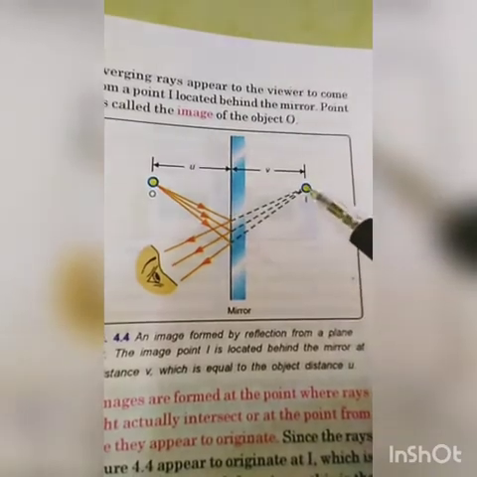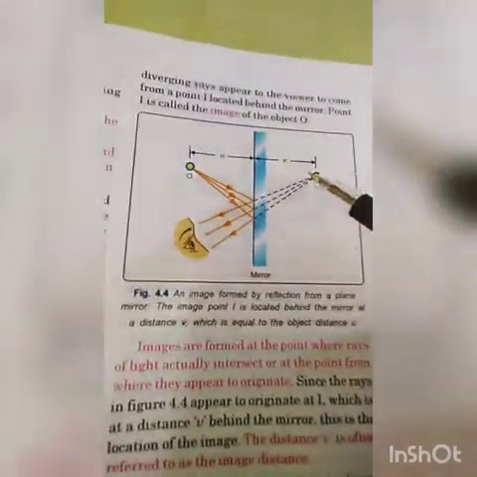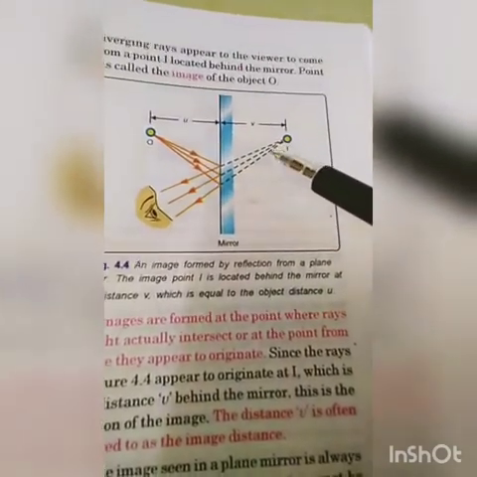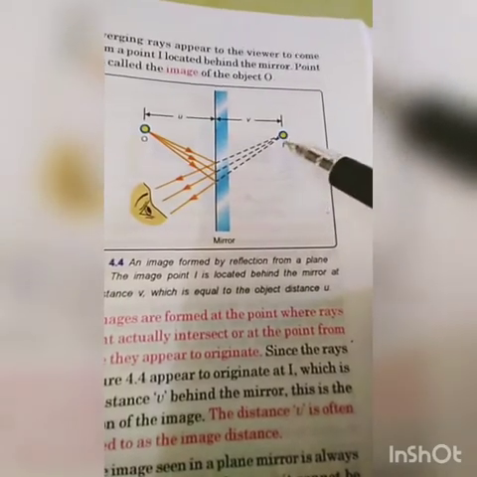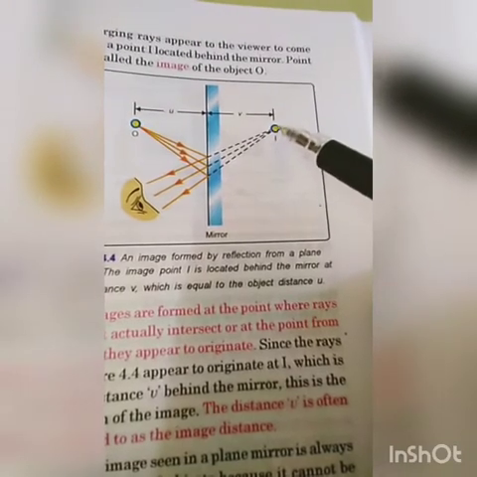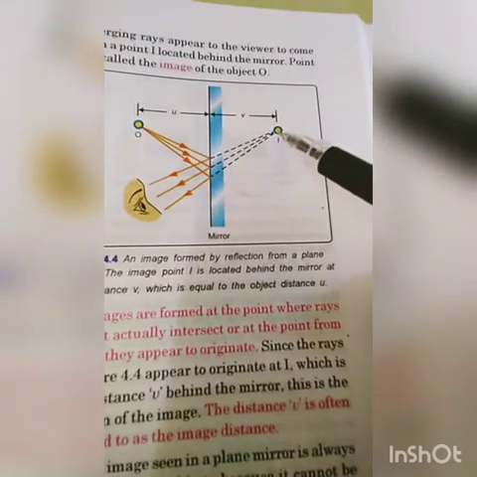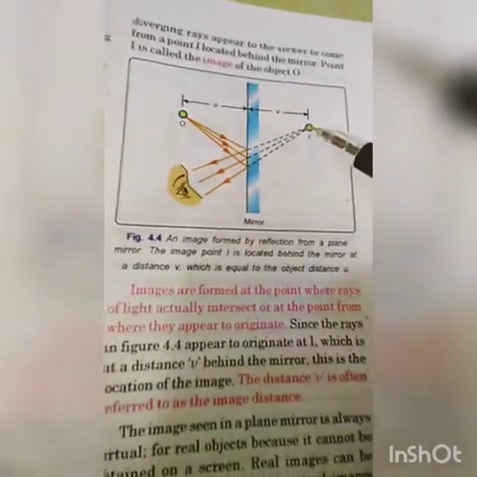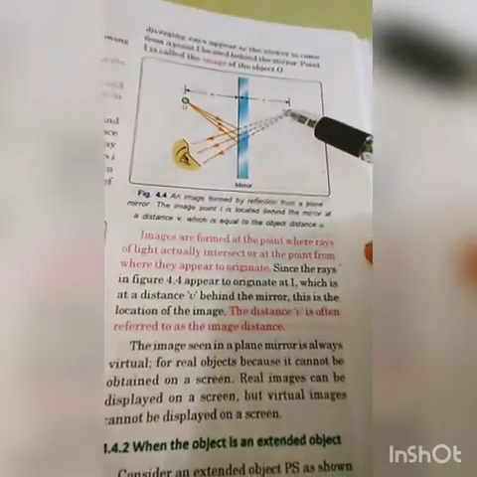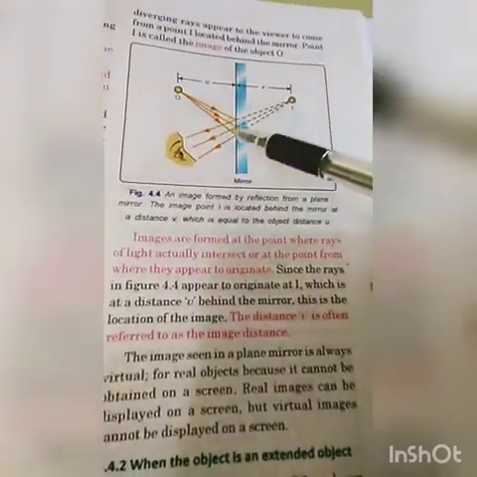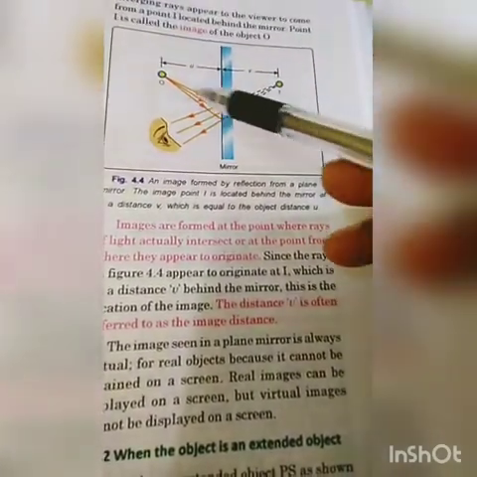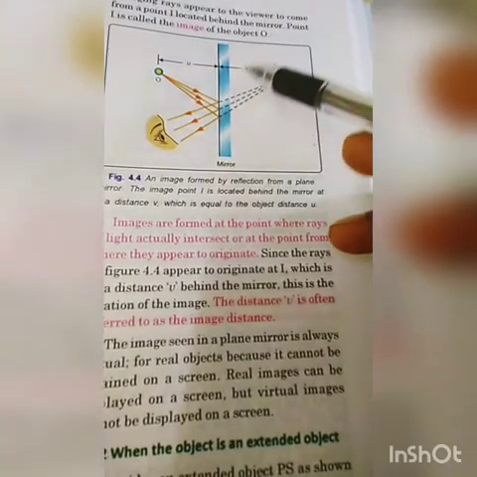Now this image is virtual. Virtual means it is not real, it cannot be taken on a screen. The image which cannot be taken on a screen is called a virtual image. So the image formed by a plane mirror is always virtual. So this is all about image formation by a point object in a plane mirror.